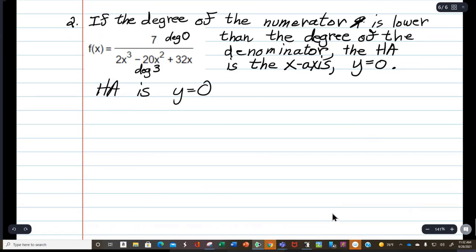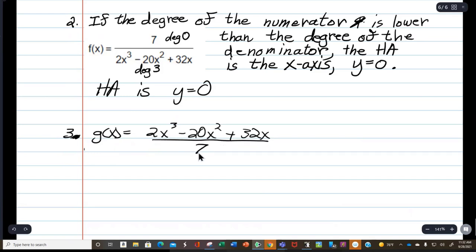And the third rule. This is really easy. We can still use the example in number 2. No, we can't. But suppose I had a different example. Suppose I had, let's call it g of x, equals 2x to the third minus 20x squared plus 32x over 7. How about that? Or even over 7x. Let's do that. Okay, the degree of the numerator is 3. The degree of the denominator, now that I put the x down there, is 1.